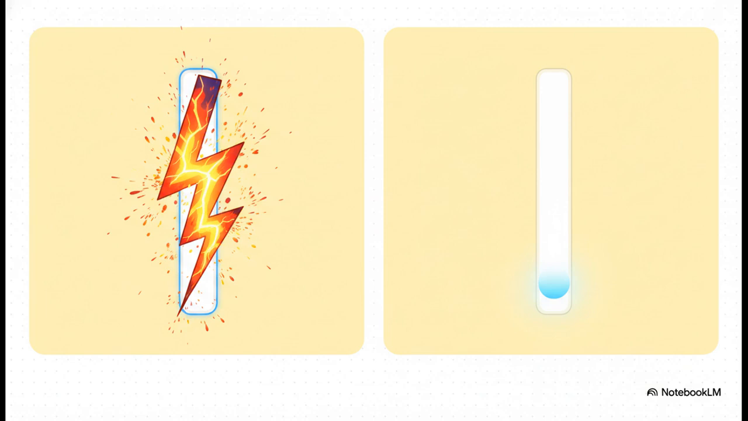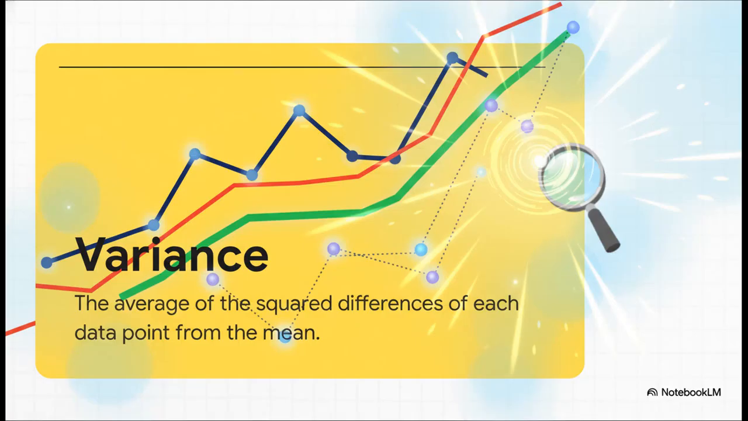And wow, when you look at our two sets, the difference is just massive. Set A has a range of 40, while set B's range is only 4. That's a 10 times difference, and it's our first big clue that set A is way more volatile. But range only looks at the two extremes. To get a much clearer, more robust picture, we need a more powerful tool called variance.